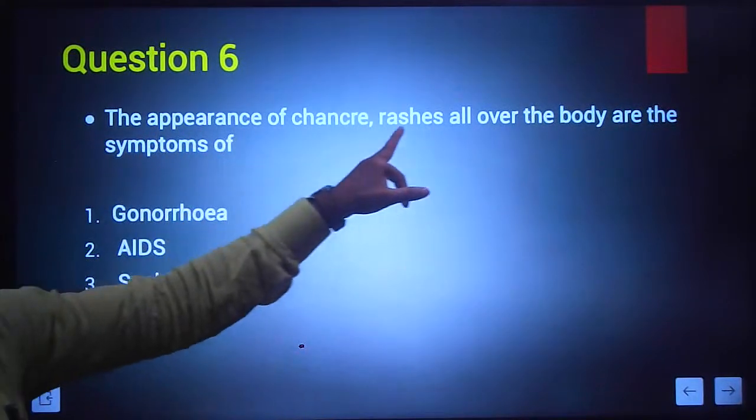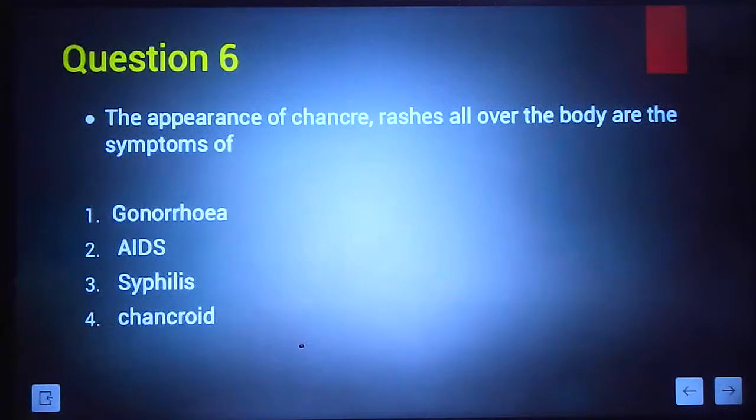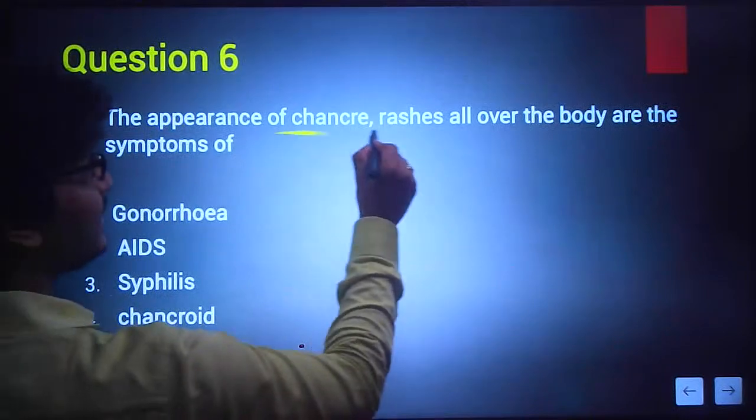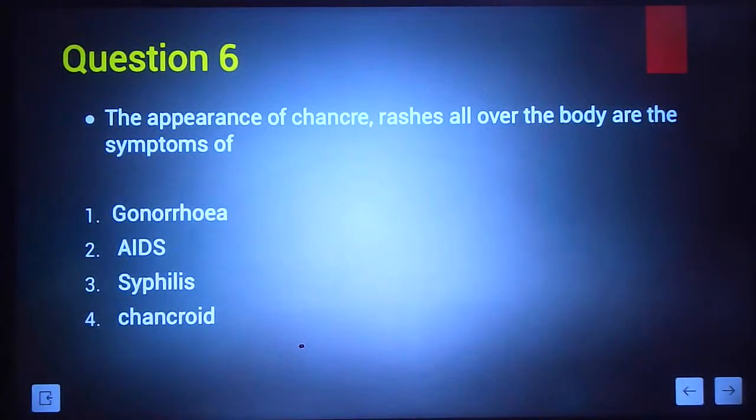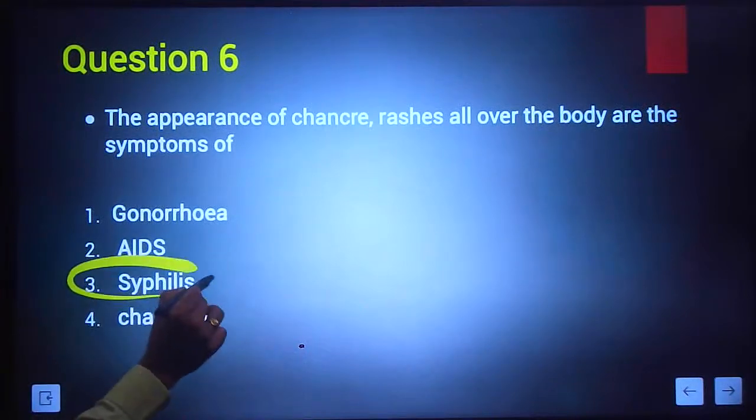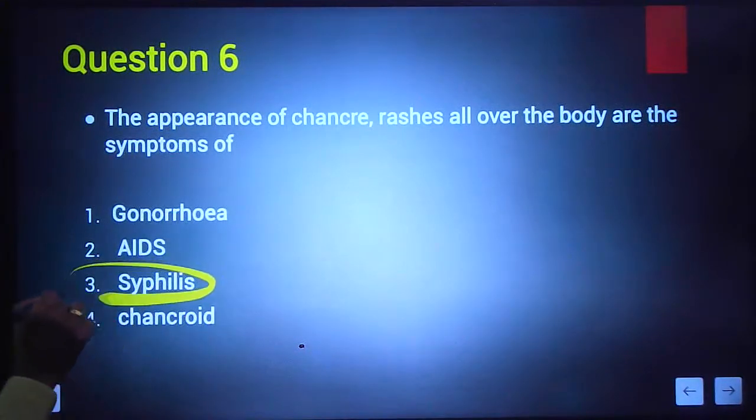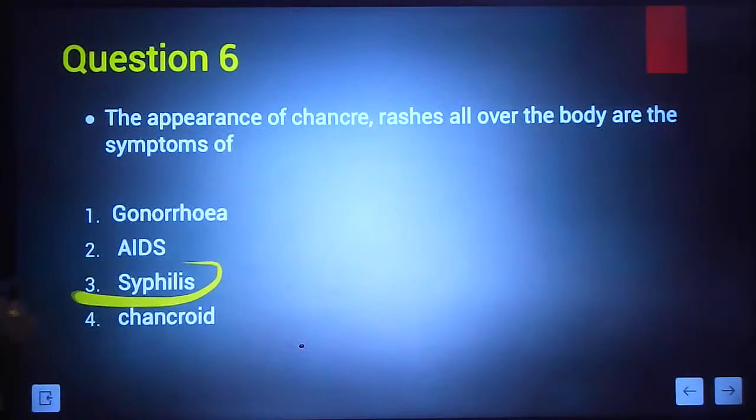Okay, the appearance of chancres and rashes all over the body, or the symptoms of which disease? Gonorrhea, AIDS, actually? Where you could see the symptoms, the chancres and rashes, you should usually get these in the case of syphilis. Syphilis is where these symptoms come. So option 3 is the correct answer for this particular question.